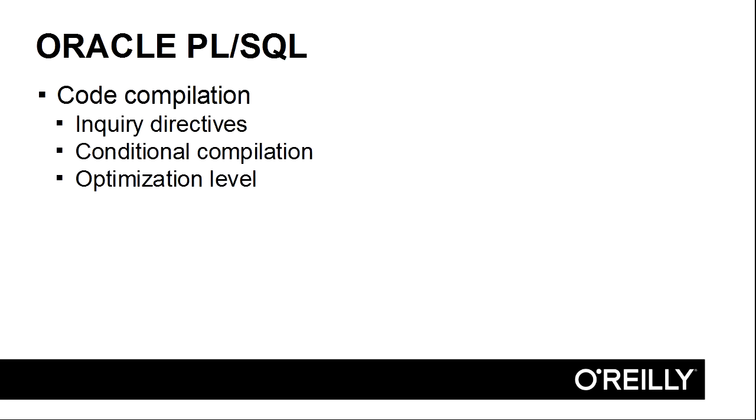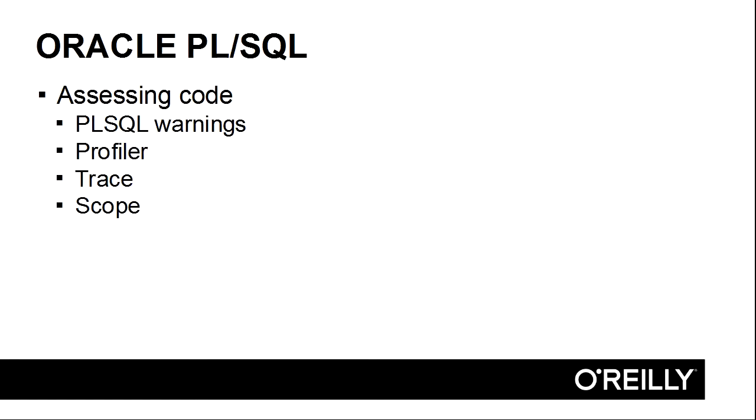It's also important to know how to compile your code in order to make it really fast and run effectively. So a chapter on compilation, we're going to discuss inquiry directives, which you can use to put messages in your code. Conditional compilation, which you can use to compile code to only be included in certain environments. And we're also going to talk about the optimization level, which can allow Oracle to optimize your code for you when you compile it.